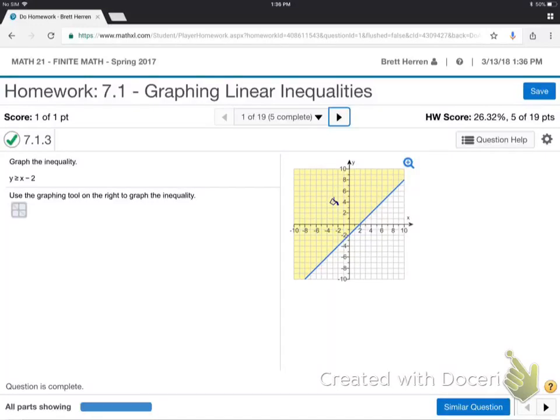How do we graph inequalities? So, y greater than or equal to x minus 2. How do you do it? First off, we're going to graph the straight line, and then we're going to do the shading above it because it says greater. So that's how you know where the shading goes. But first off, let's graph the line.